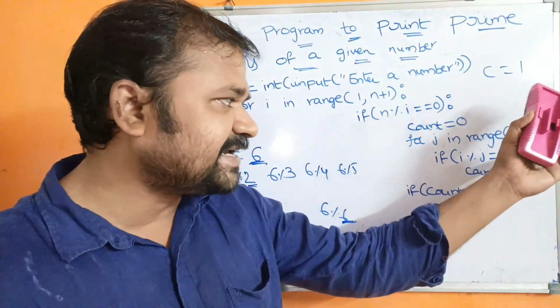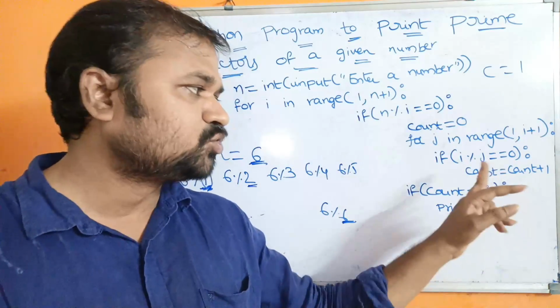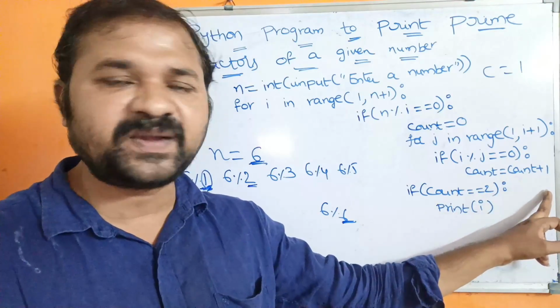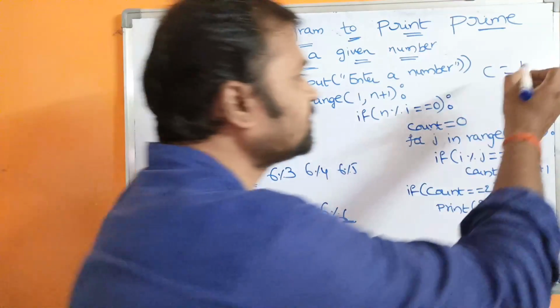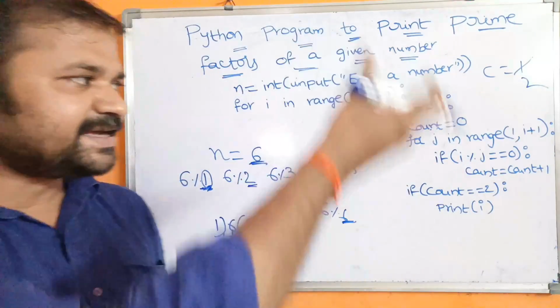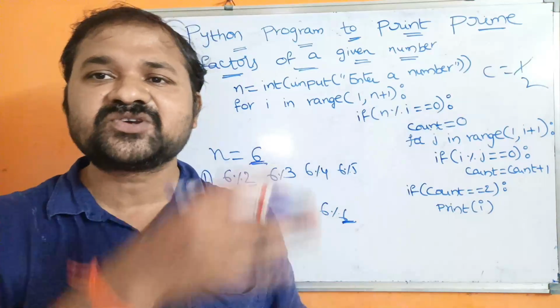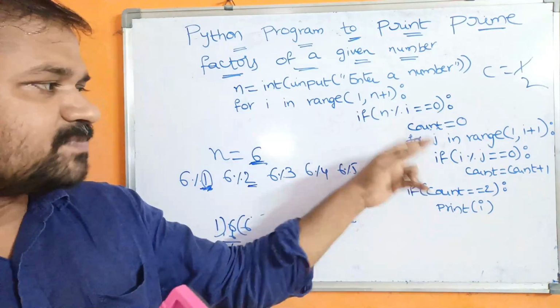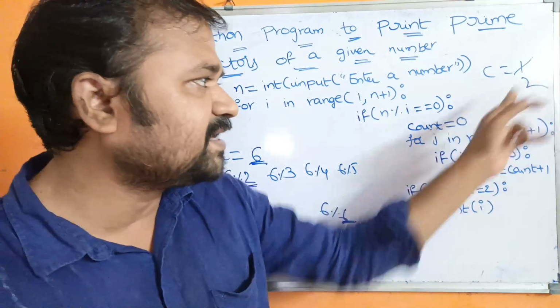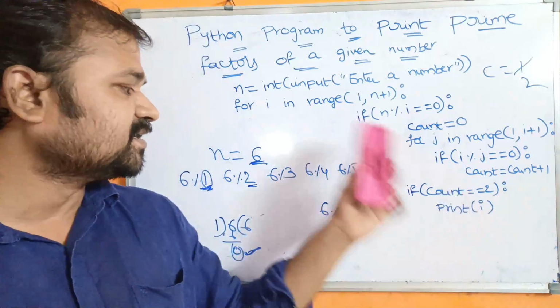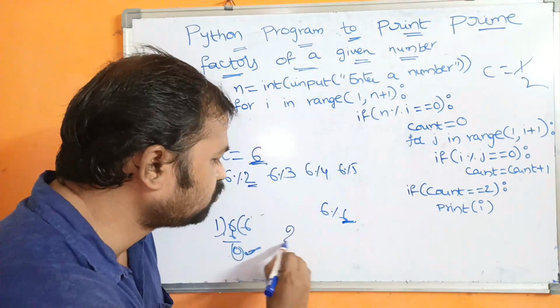Next, in the next iteration, the j value will become 2. 2 modulo 2 double equals 0. The condition is true. Count equals count plus 1. Previously the count value is 1, now count will become 2. Next the i value will become 3, so the condition is false and the control comes out from the for loop. So what is the count value? 2. 2 double equals 2. The condition is true, so print of i. So 2 will get printed now.